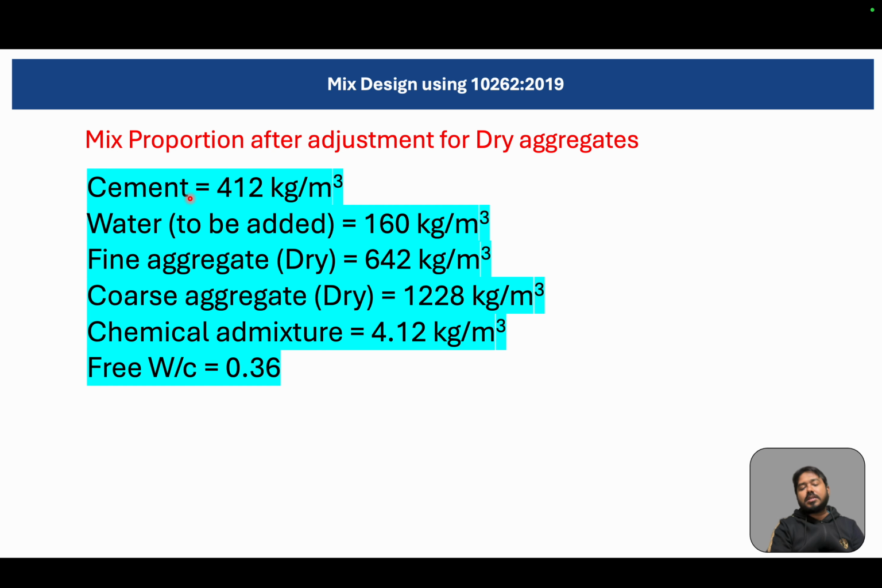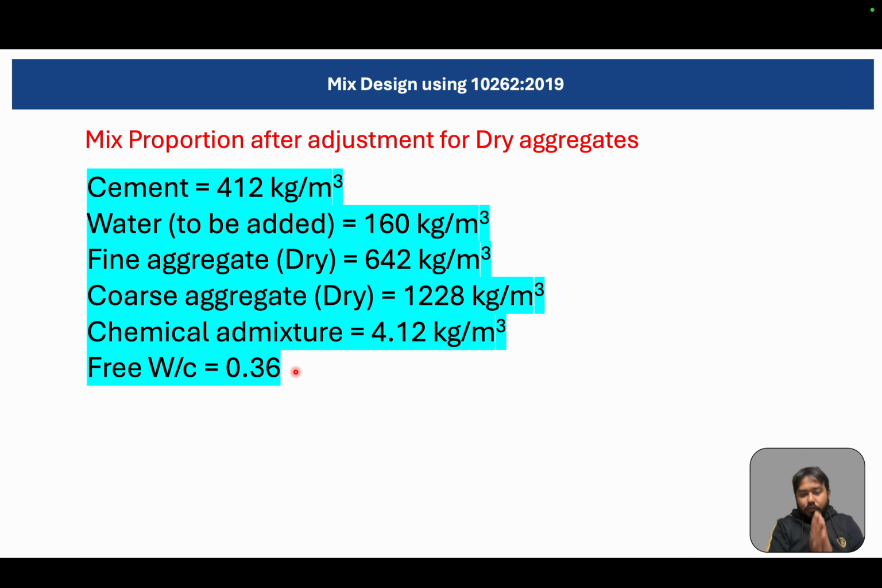That means how much cement is required? Cement is required 12 kg per meter cube. Water to be added right now, because you have added additional water after the correction is done. Both 6 kg and 6 kg, that means 12 kg is added. So the final water content is now modified as 160 kg per meter cube. Similarly, fine aggregate in dry condition is 642 kg per meter cube, coarse aggregate dry is 1228 kg per meter cube, the chemical admixture is 4.12 kg per meter cube, and the last one, free water to cement ratio, is 0.36.